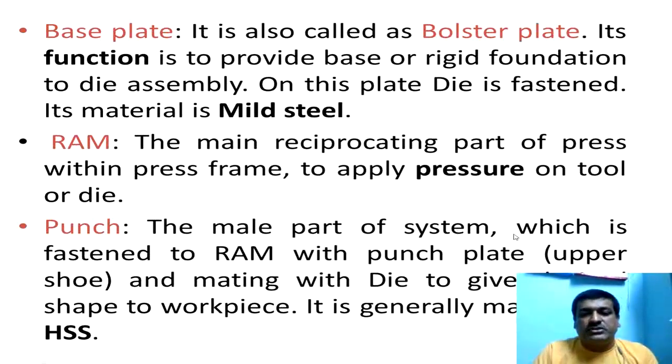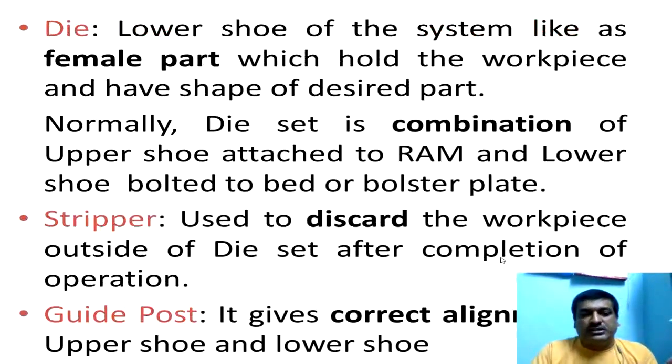Next important element, that is punch. Punch is a male part of system which is fastened to ram with the help of punch plate or upper shoe. Its material is again high speed steel. Now die block, or we are going to say die. It is a lower shoe or female part which holds the workpiece. That workpiece is nothing but here sheet metal and gives desired shape to the part. Normally, as I told you, die set is a combination of lower shoe and upper shoe. Stripper. Stripper is the mechanism which is used to eject the component which is pressed in the lower shoe. Guide post. It gives correct alignment to upper shoe and lower shoe.